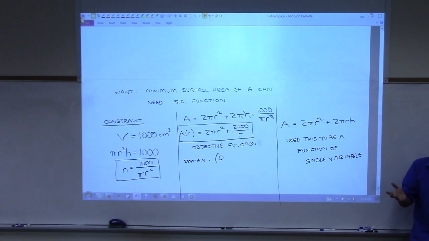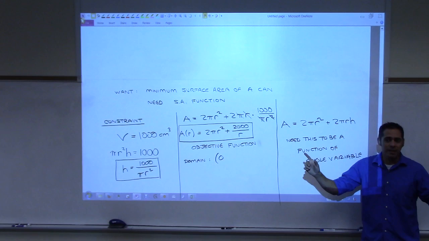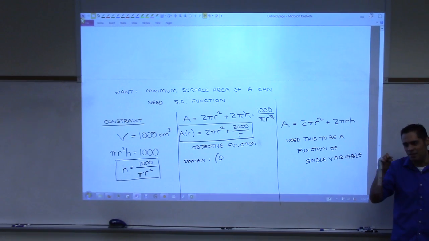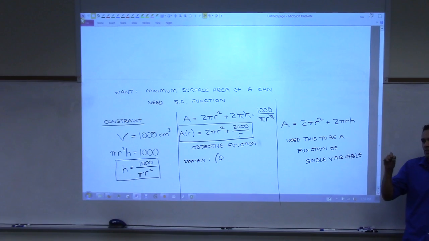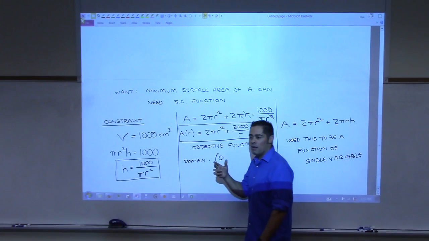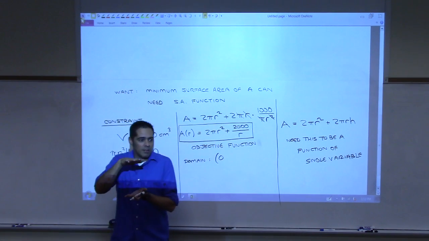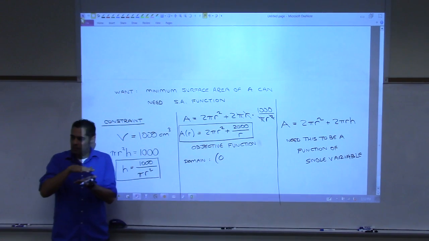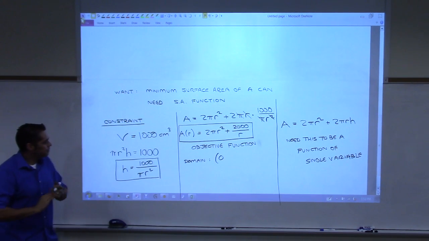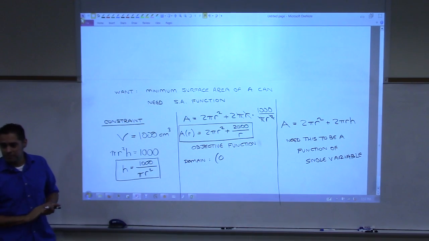The 1,000 is only referencing the volume in the problem, right? Could I build a can that's 3 miles wide and really infinitesimally thin? Theoretically, yes, I could. I could let R be as big as I want. All I'd have to do to make it hold 1 liter is make my height shrink, and shrink and shrink and shrink. So to infinity.